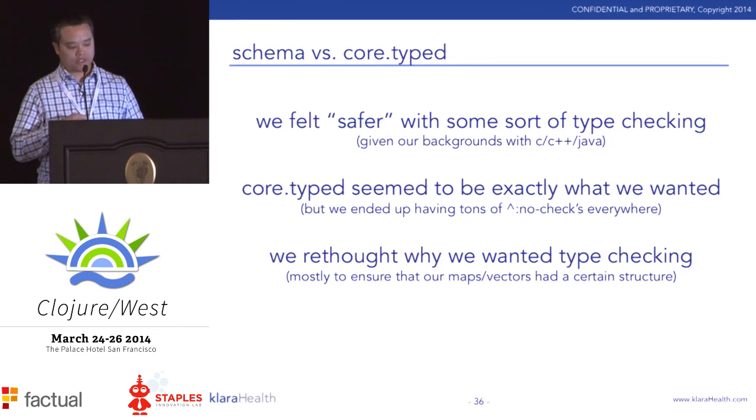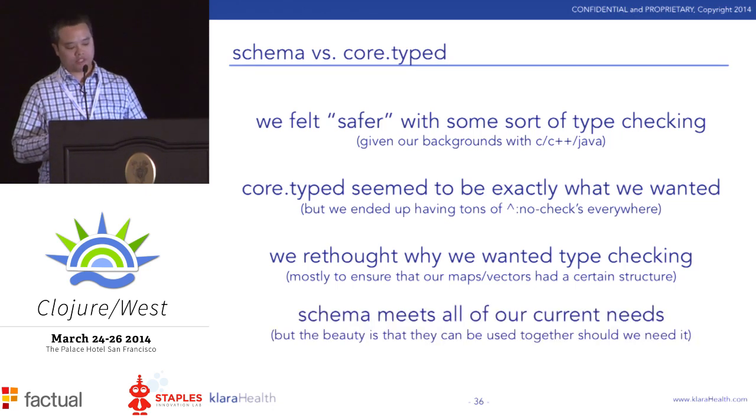And really it came down to, we wanted to ensure that the maps and vectors we were passing around had a certain structure to it. And so once we thought about it that way, Schema seemed to fit our current needs and be less verbose and easier to integrate into our workflow and our code base. But one of the cool things is, if and when we need a stronger typing system of some sort, there's no reason why we couldn't integrate the two together.